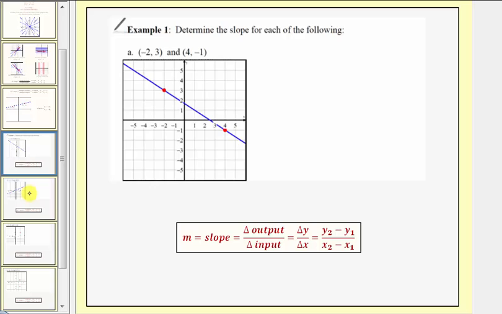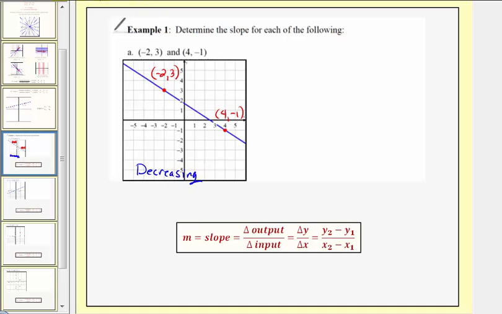We're asked to determine the slope of the line containing the given 2 points. And notice how I've already graphed the 2 points on the coordinate plane and sketched the line in blue. Here's the point (-2, 3), and here's the point (4, -1). Again, because the line is going downhill from left to right, we know we have a decreasing linear function, and therefore the slope will be negative.